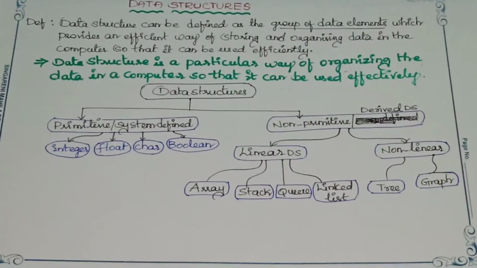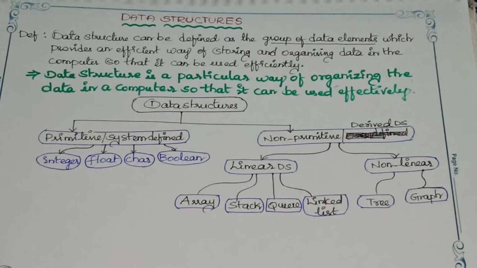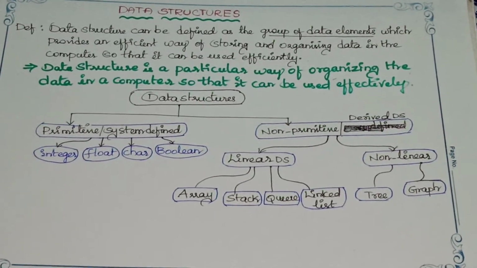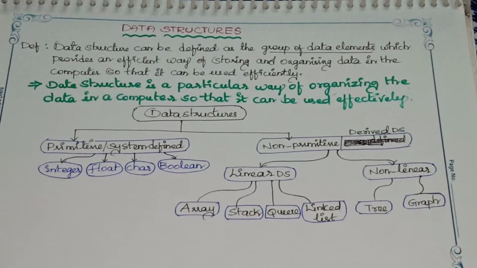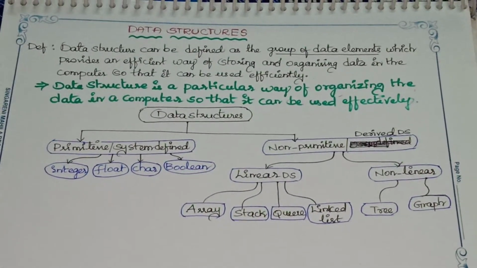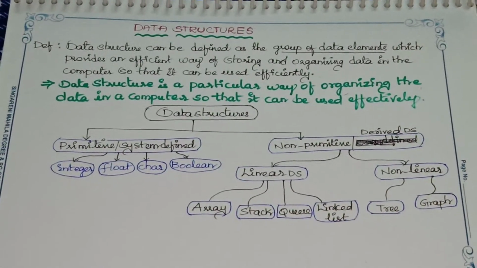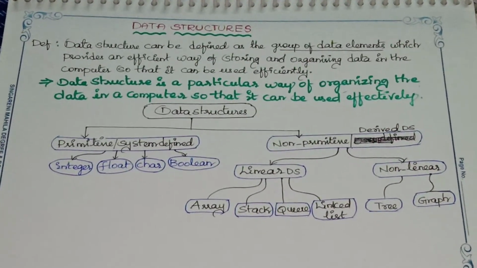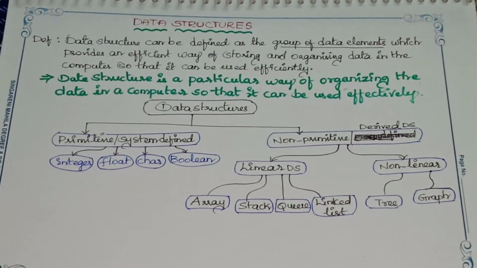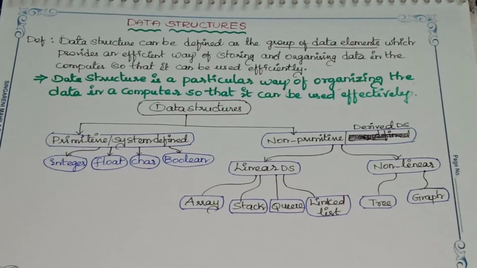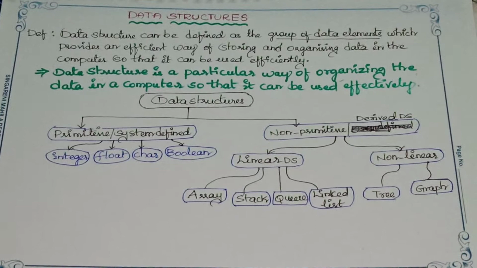So when we consider the data, definitely it should be organized in a proper order. That organizing the data is called data structures. Data structures is a particular way of organizing the data in a computer. So what we do here, we follow some mechanism to organize the data, and not only organizing, we can store the data, organize the data, modifications also we can perform. Like that, so many operations can be performed on that particular data structure.